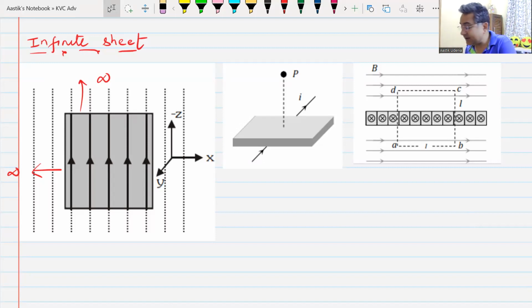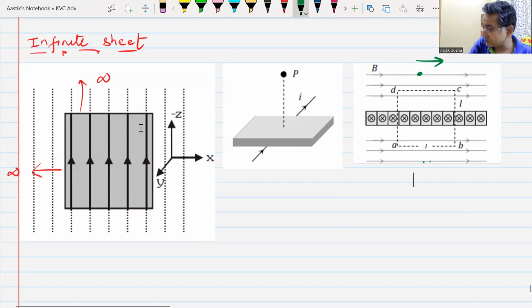The sheet carries current in the inside direction. It is infinite in the inside direction. It is infinite in this direction. If you take any point here, the field will be going in this direction. If you take any point here, see, current is going inside. Magnetic field will be pointing here. Do we understand this?